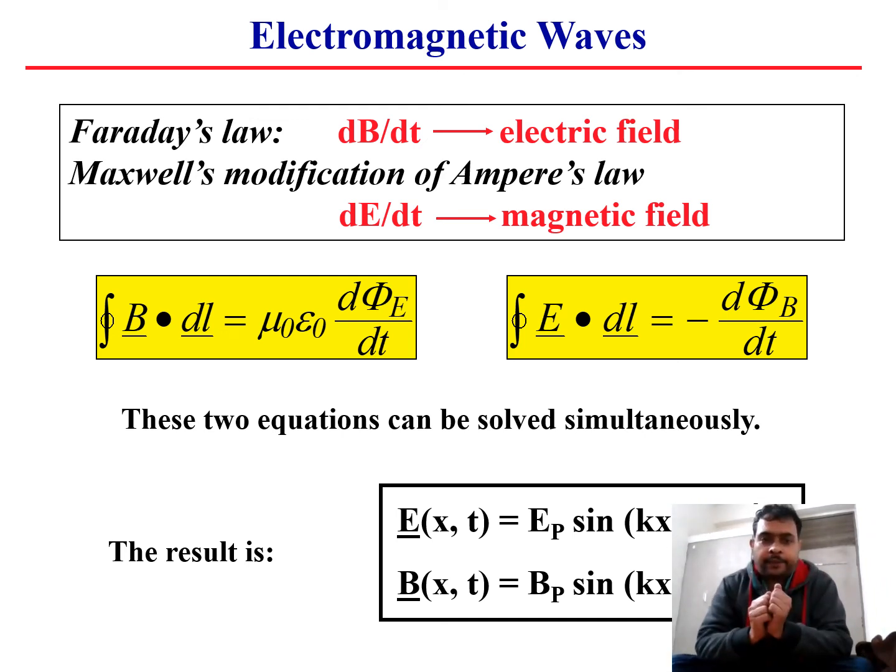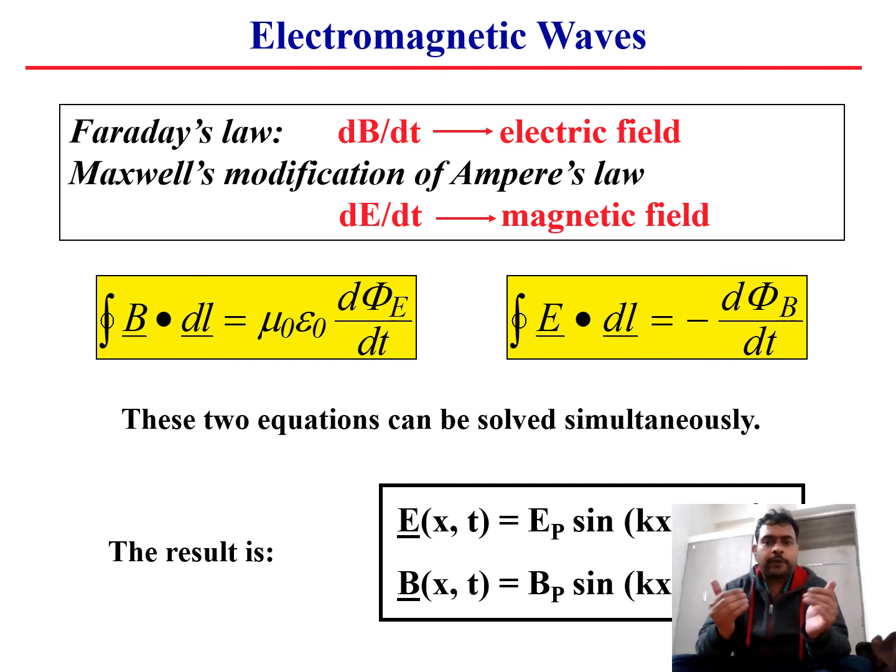Faraday's law basically says that a rate of change of magnetic field gives rise to an electric field, and Maxwell's modification of Ampere's law tells us that when the electric field changes, a magnetic field will be generated. These third and fourth Maxwell's equations can be solved simultaneously. This will be more evident when we see the differential form, which I will be dealing with in the next class. So we will see the differential form next class; right now we are looking at the integral form.